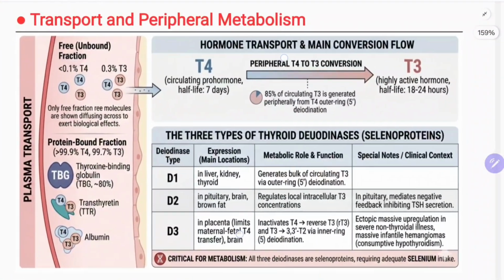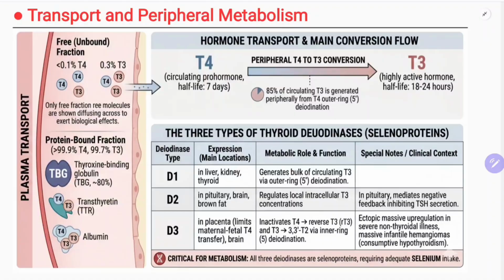Now, the transport and peripheral metabolism. So this is the plasma, and thyroid binding globulin is there. The protein bound fraction is more than 99.9% for T4 and 99.7% for T3, and 80% of that is bound to TBG, thyroxine binding globulin, and the remaining is bound to transthyretin and albumin, as I already discussed. The free unbound fraction is only less than 0.1% of T4 and 0.3% of T3. This is important to remember. The free fraction is very small.